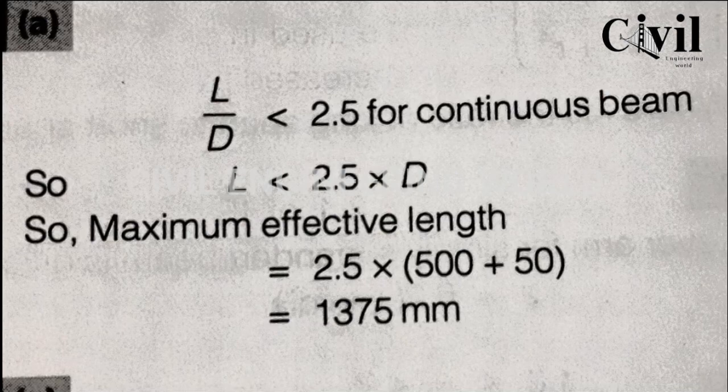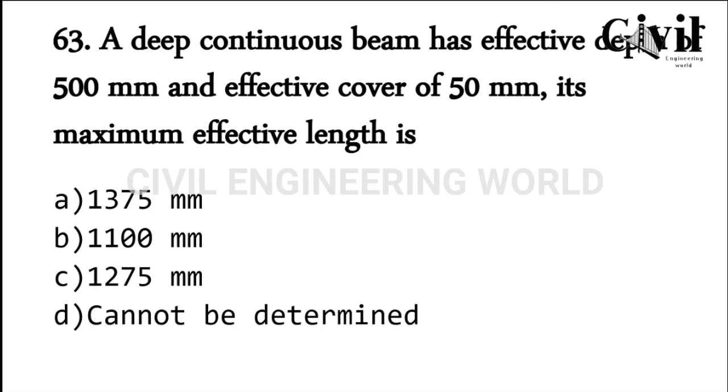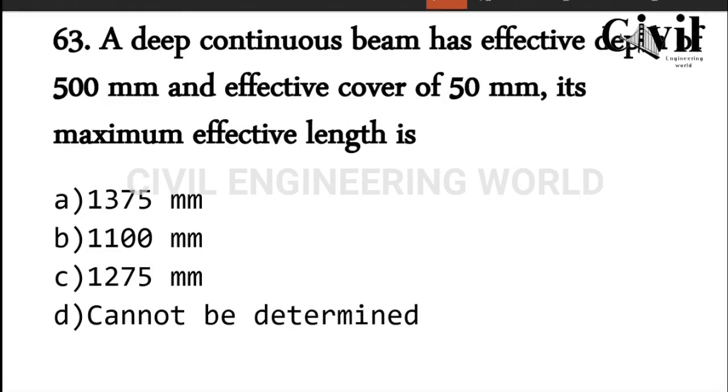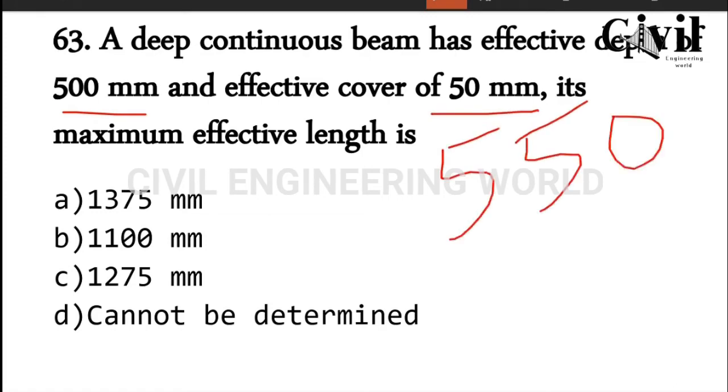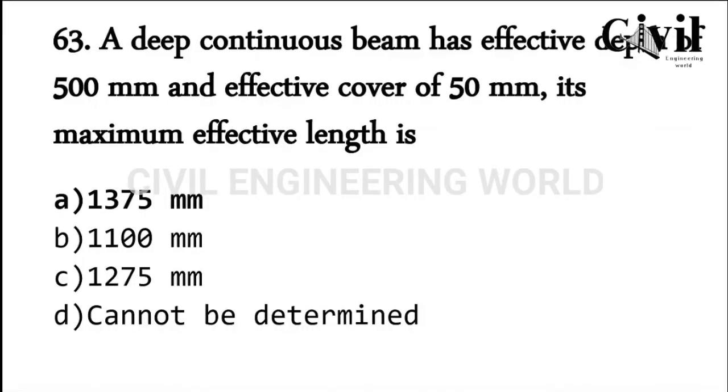Length or depth should be less than 2.5. So length shouldn't be less than 2.5 into d. So here we have to add this effective cover 50 mm in its total depth, which is 550 mm. So by multiplying these two values and after adding, 500 plus 50 is 550. So 2.5 times 550 is 1375 mm. So 1375 mm is the answer.